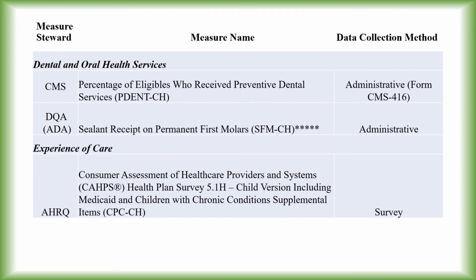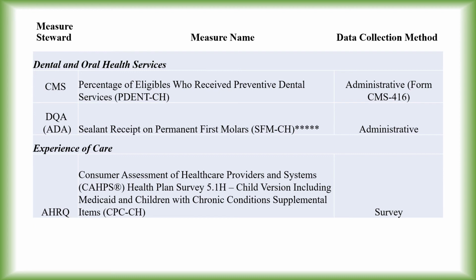We have two more categories left to talk about. So the first category on this slide is dental and oral health services. The first measure in this category is percentage of eligibles who received preventive dental services. The measure steward is CMS. Administrative form CMS 416 is the data collection method.